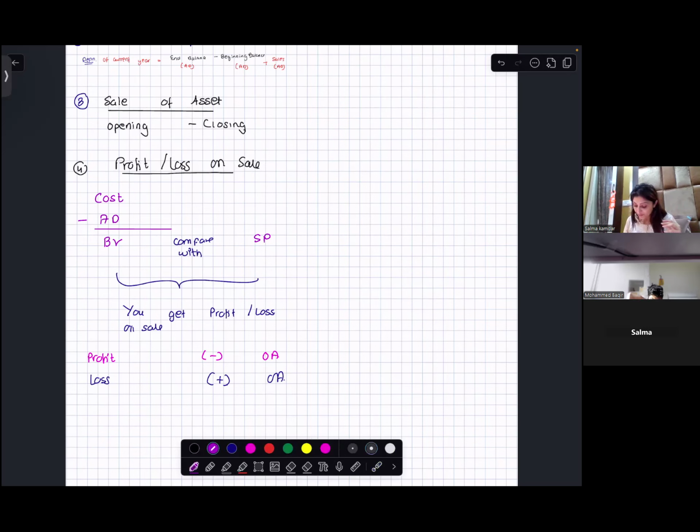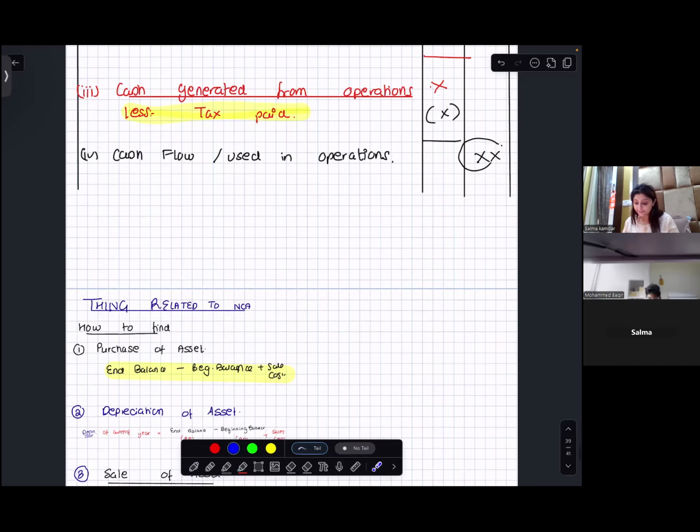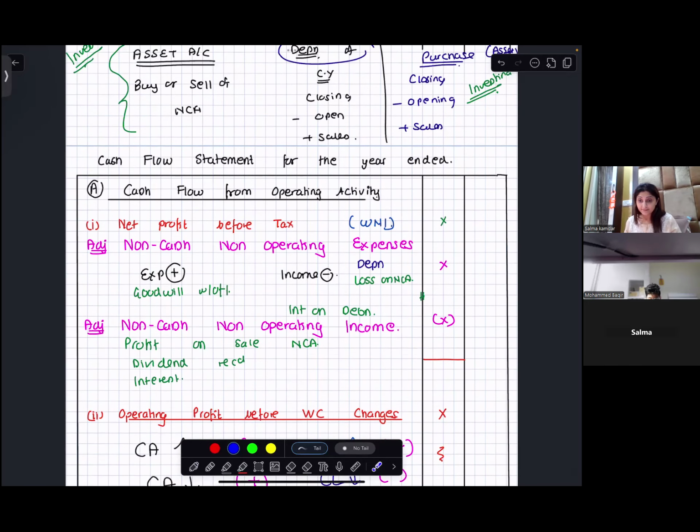And profit on sale of asset, where will it go? You will subtract it from operating activity. If you have a loss on sale of asset, that means the book value is more and selling price is less. You sold it for a lesser price. Then it is a loss on sale of asset, and you will add. Usually profit is added and loss is subtracted, but here your profit or loss you put separate.